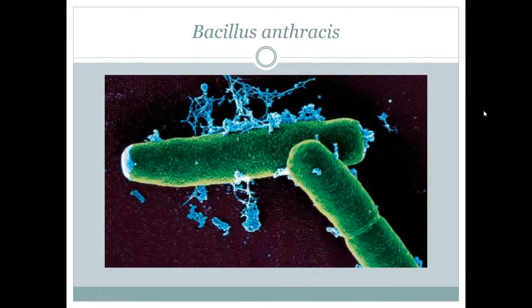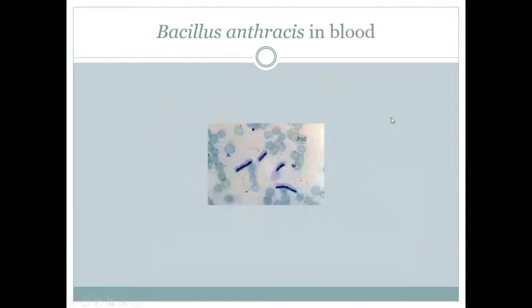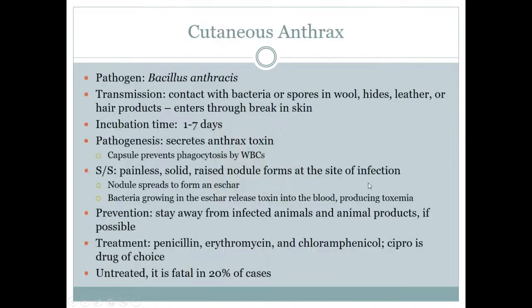Now, we'll talk about Bacillus anthracis, the causative agent of anthrax, in a couple different chapters because it has more than one manifestation. It is, as its name implies, a rod-shaped bacterium. Here we can see it in a blood smear. You see your red blood cells, the pale blue round structures, and then we have the Bacillus anthracis there. You can see it's kind of purple. It is a gram-positive bacterium.